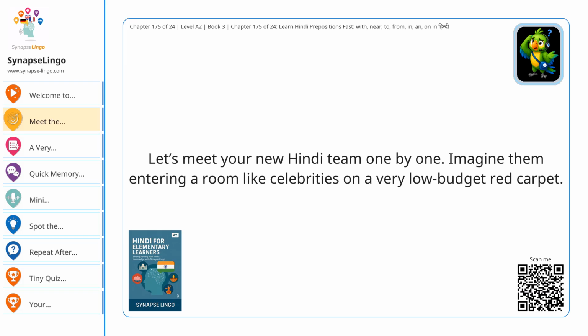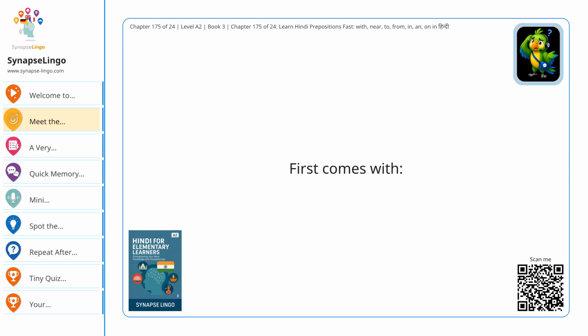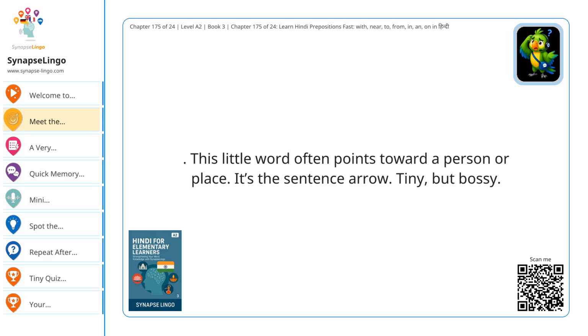Imagine them entering a room like celebrities on a very low-budget red carpet. First comes with, के साथ. If you go with your friend, you go के साथ. 2 people, 1 plan, 0 loneliness. Then near, पास. If the tea stall is near your house, it is पास. Convenient and dangerous for your self-control. Now to, को. This little word often points toward a person or place. It's the sentence arrow. Tiny, but bossy.